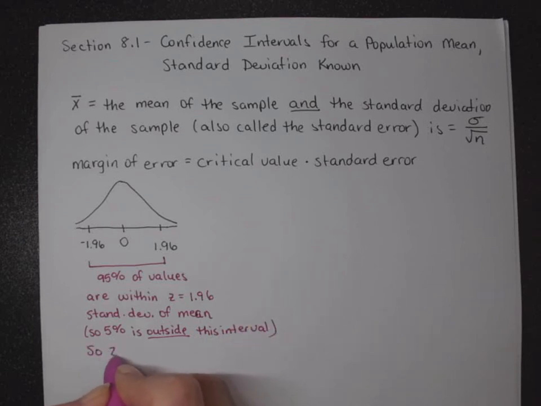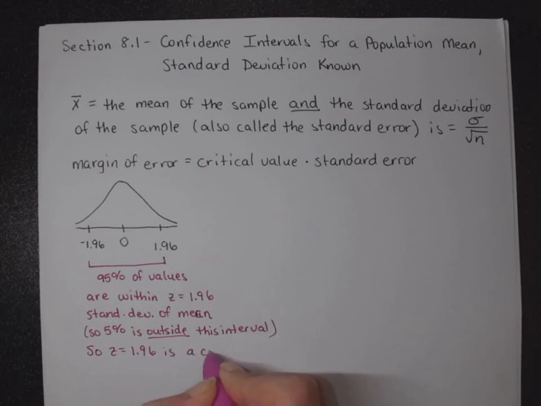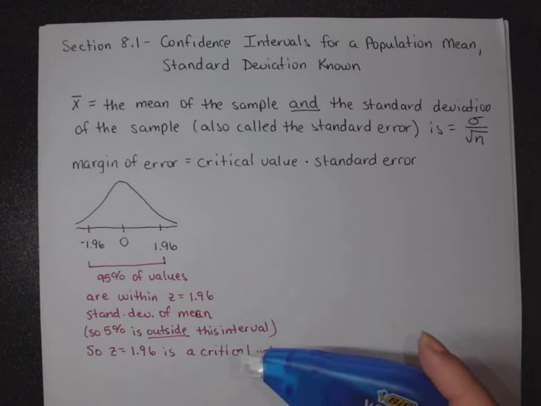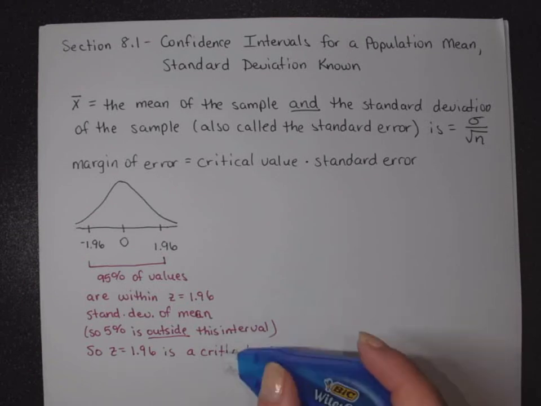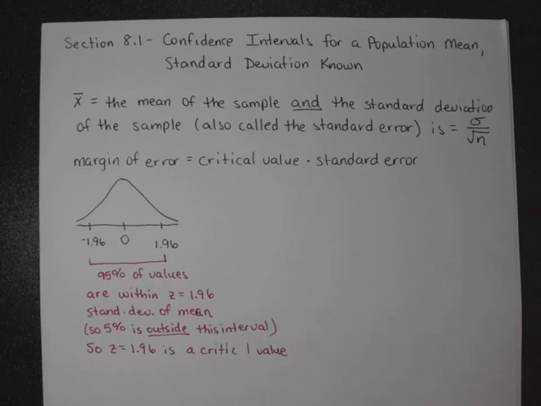So we would say that z equals 1.96 is a critical value. In other words, critical means important, right? So it's a value that we should pay attention to. Okay, so if we want to know what's going to kind of bound the middle 95%, it's actually more specifically a z-score of 1.96. So that's kind of what we're going to be practicing some of today.